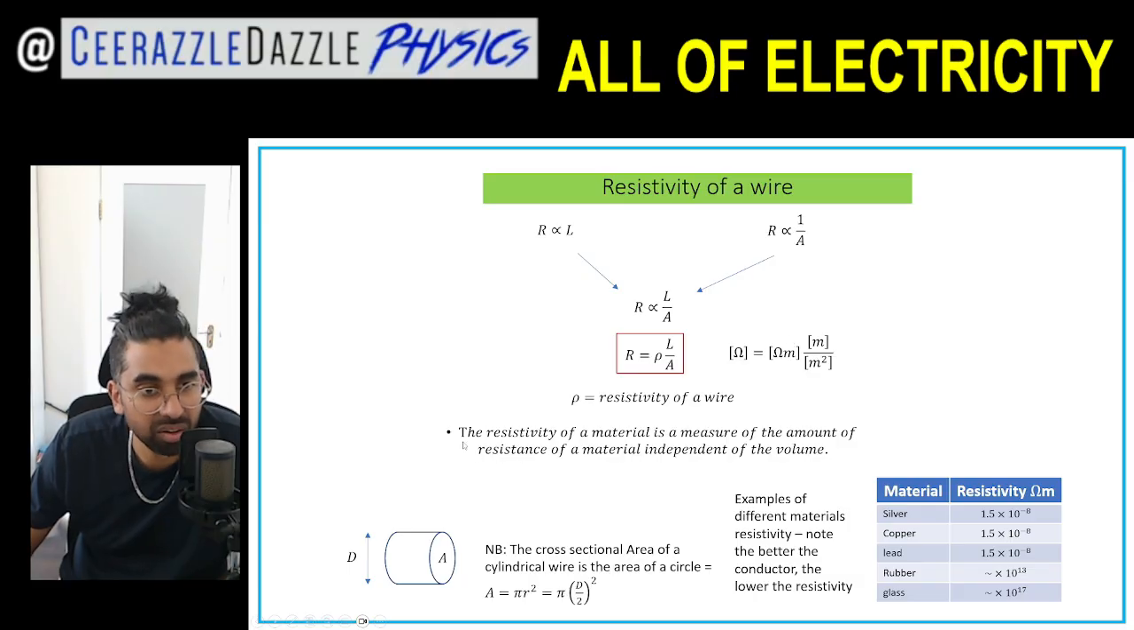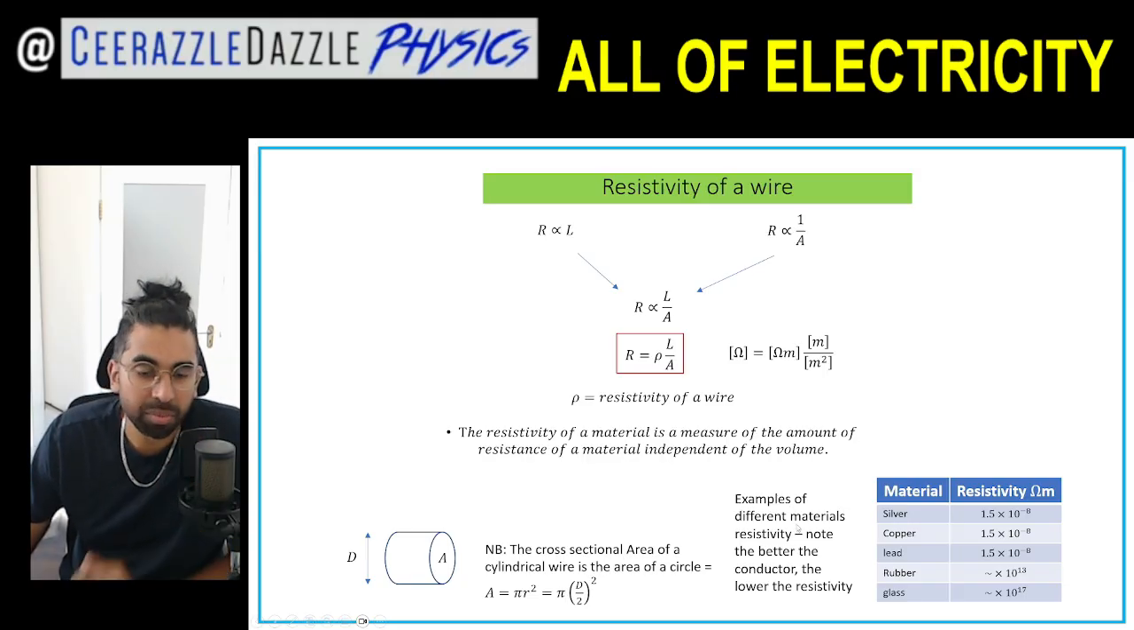And as we said earlier on, the resistivity of a material is a measure of the amount of resistance of a material independent of the volume. And as you can see, once again, we have the wire, and if you measure the diameter, you have to work out the area. Careful with this, it's pi r squared, obviously it's a circle, pi, but you've got the diameter d over 2 squared. Don't forget, therefore, it's equal to pi d squared over 4.